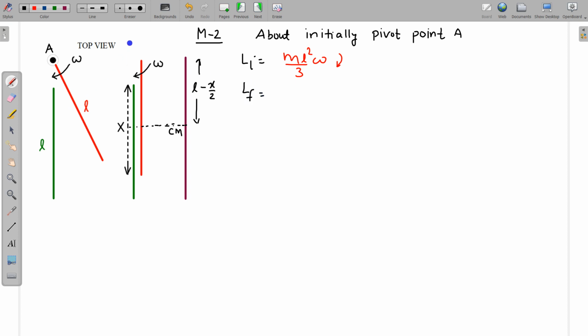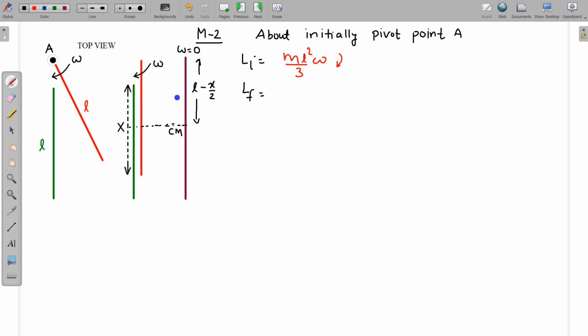In L final, there is no omega. Obviously there is no omega. Omega is 0 here, and this complete rigid system is moving translationally. All the points are moving with the same velocity, and here momentum is conserved. Initial momentum is equal to final momentum. Momentum is conserved. So let us first find the velocity here.